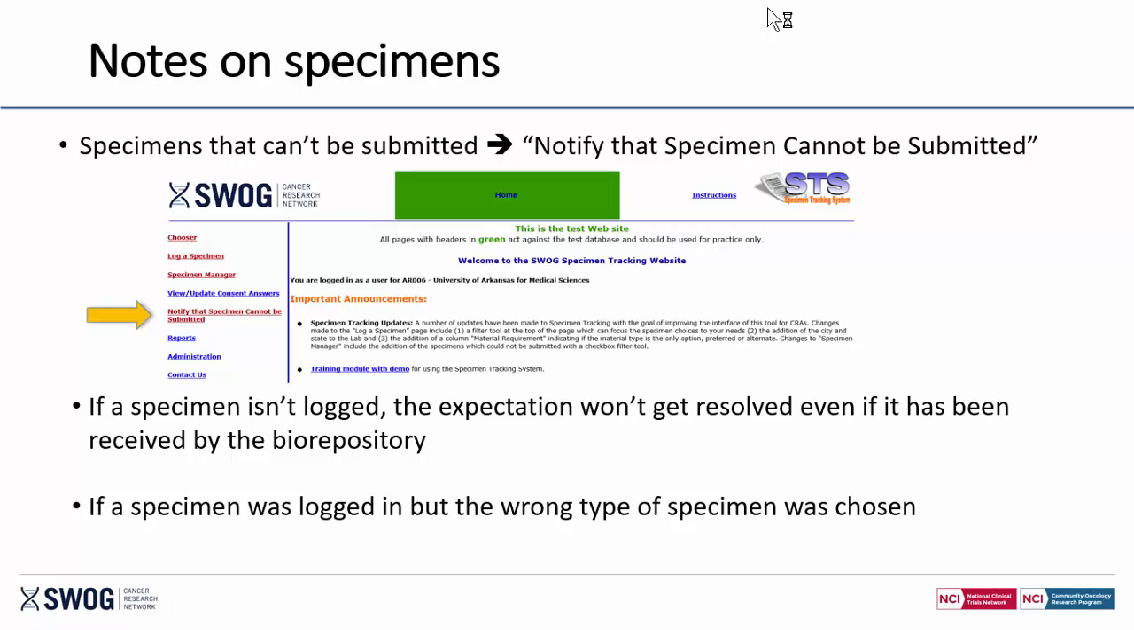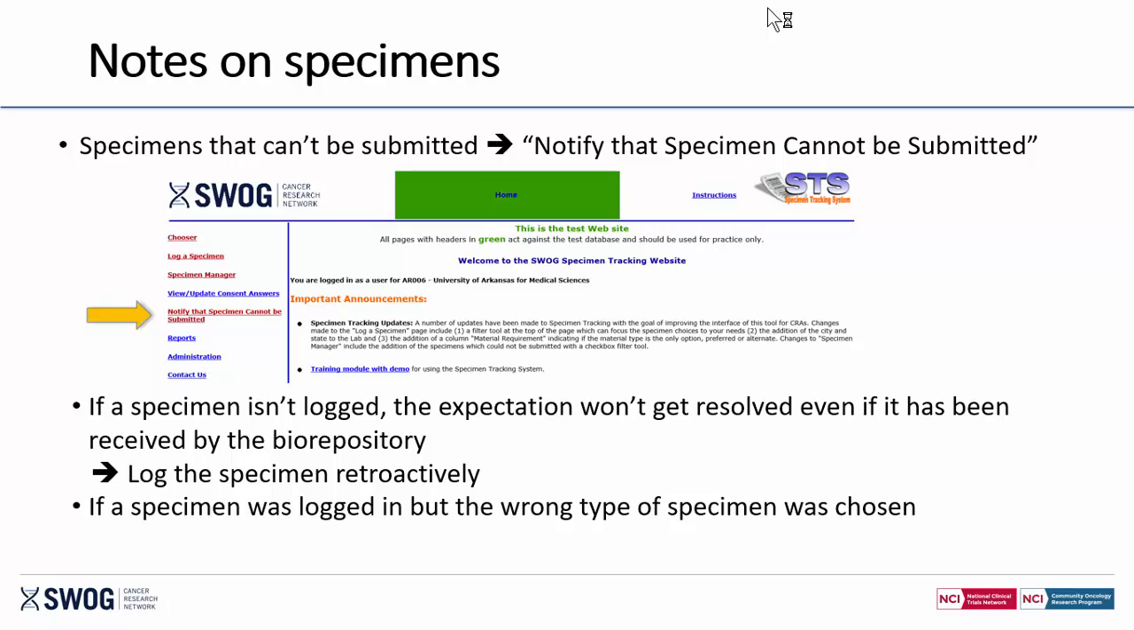Another key thing to know is if a specimen wasn't logged, the expectation won't get resolved, even if it was received by the repository. So if you say, I know I sent that in, the repository has it, I've confirmed with them they've had it, it may be that you didn't log it, so you can go in and log that specimen retroactively, and that will resolve the expectation.